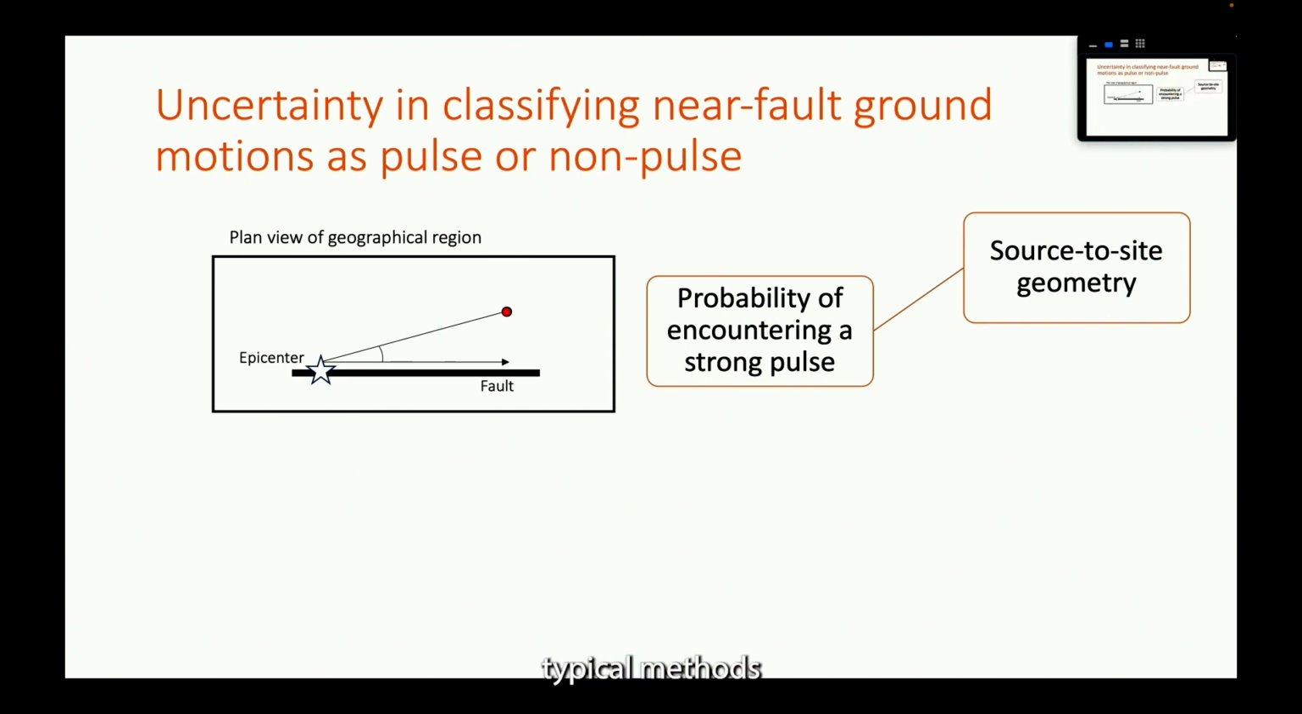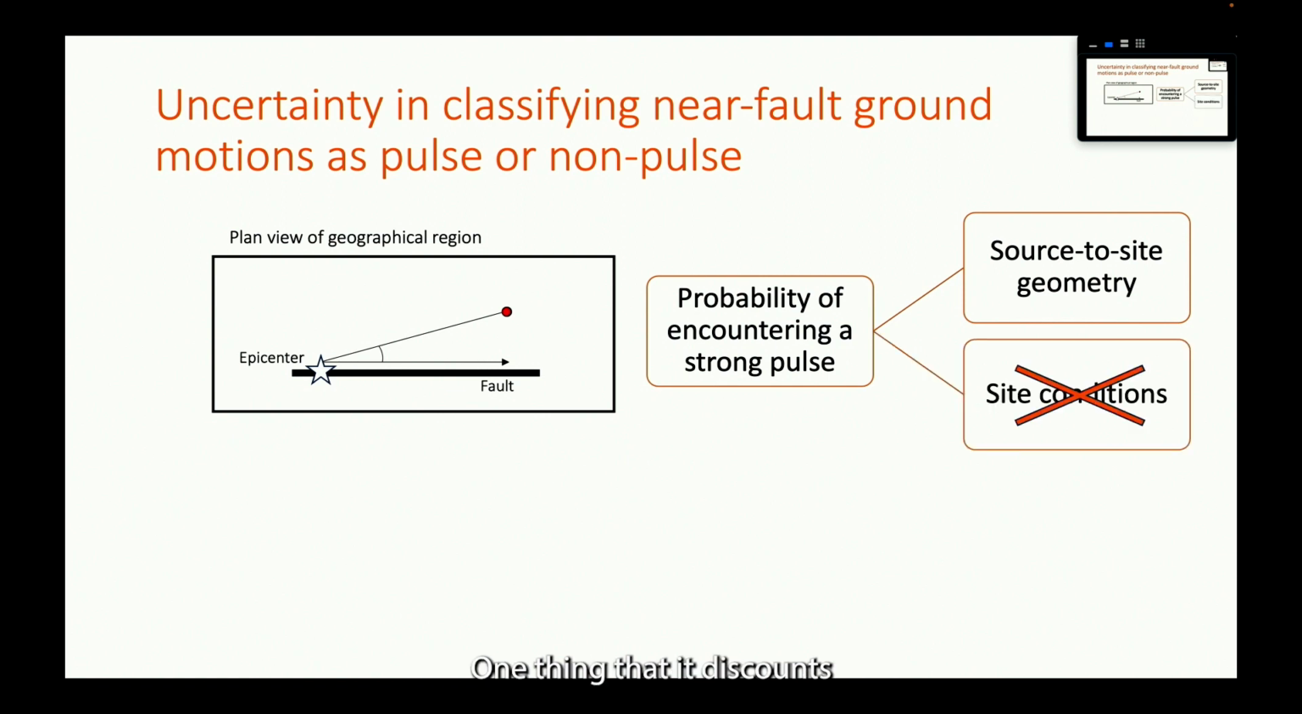So in the typical methods where people look at these ground motions that they call pulse or non-pulse, the probability of encountering that at a location r distance from the fault or the rupture depends on the source to site geometry. This is typically how this probability has been calculated. One thing that it discounts is the site conditions. And using the simulated ground motions, we saw that this can actually have a substantial impact on the way we assess the seismic risk to structures.